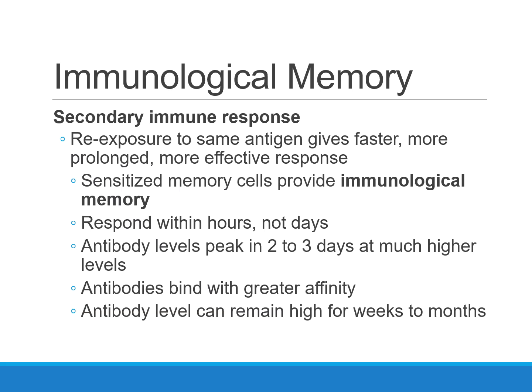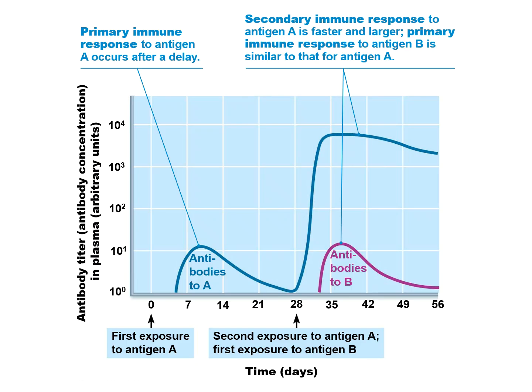All right, so your sensitized memory cells are providing what's called immunological memory. This can respond within hours, not days, so that you don't have to have that lag period. The antibody level is going to peak in 2 to 3 days at much higher levels, and the antibodies bind with much greater affinity, so it's a stronger bonding between them. The antibody levels can remain high for weeks to months. So there's the idea of your primary response, and then what you see happen with the secondary response.